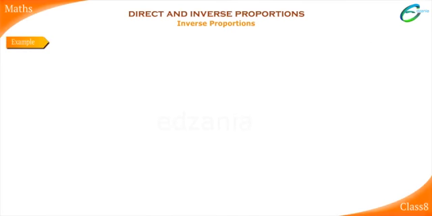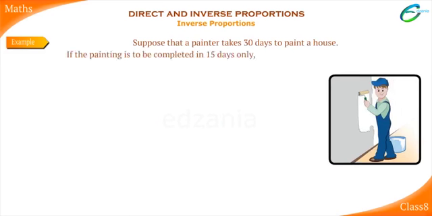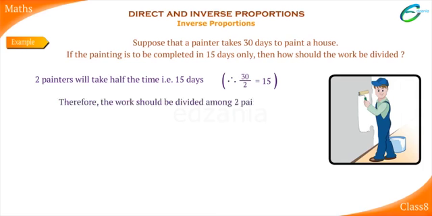Let us take one more example. Suppose that a painter takes 30 days to paint a house. If the painting is to be completed in 15 days only, then how should the work be divided? If the job of painting the house is divided among 2 painters, it will be completed in half the time, that is 15 days. We get this result because 30 divided by 2 is 15. Therefore, the work should be divided among 2 painters so that it will be completed in 15 days.